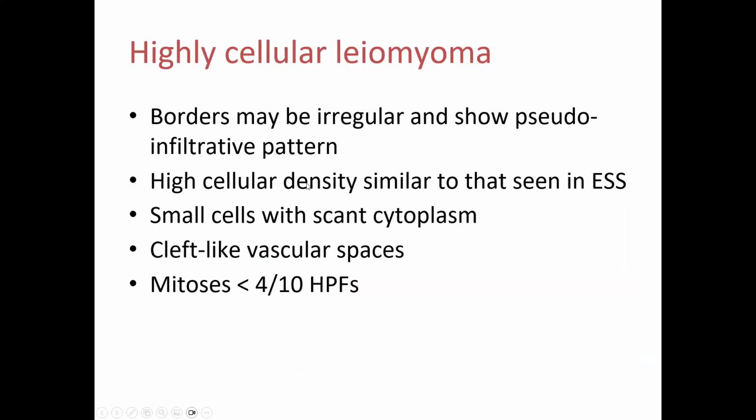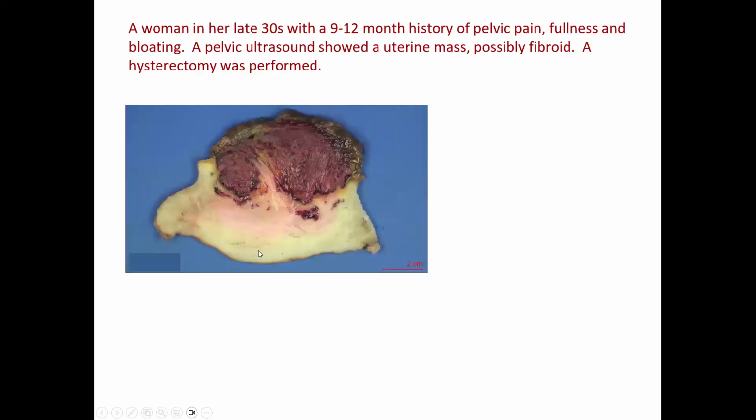Then there's this other variant that is called highly cellular leiomyoma. The problem with that tumor is that it has some sort of irregular borders, like there is pseudo-infiltration. You will have high cellularity, so now your heart rate is going fast. You start to get anxious. The cells are small, they are packed. What am I going to do? And I will start to see maybe mitosis, or convince myself that there are mitosis. Again, you need to calm down.